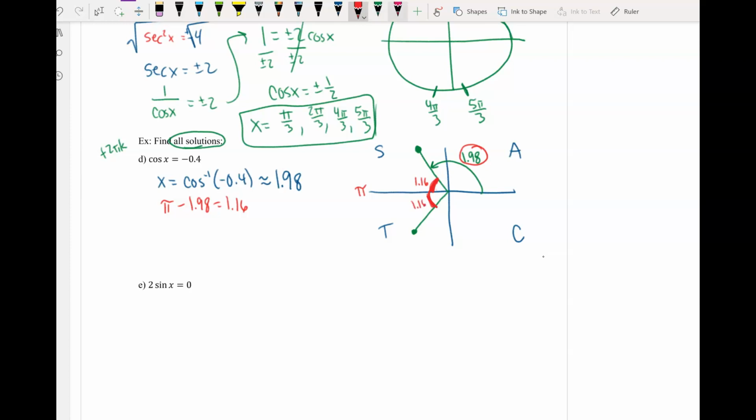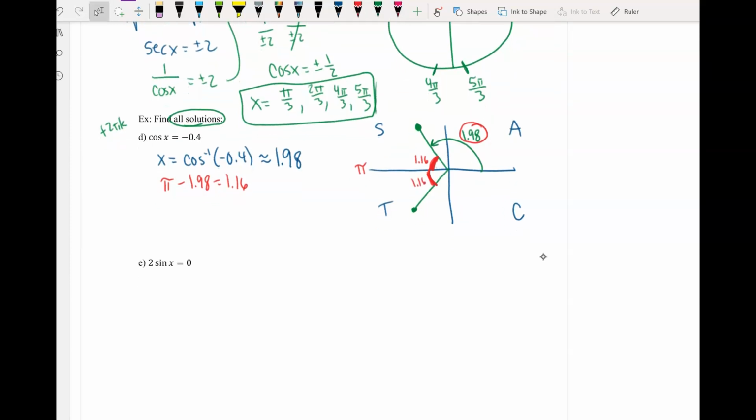So how could I possibly get this angle down here? Well, I already know that this whole thing is pi units. So I have pi. So what I'm going to do is take pi and add this 1.16. And that's going to give me my second answer. So I'm going to take pi, add 1.16, and I'm going to get 4.30.